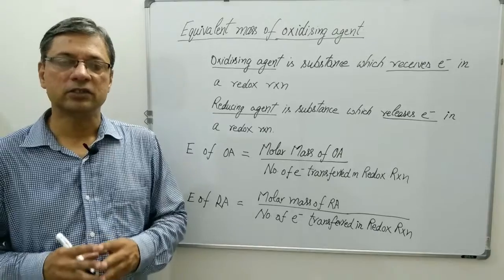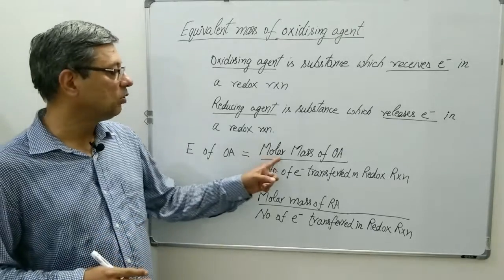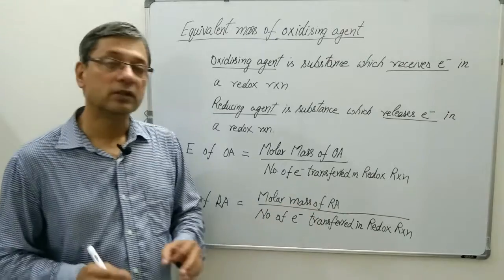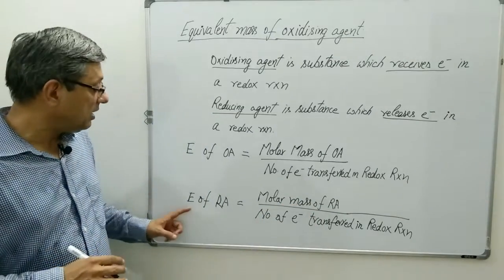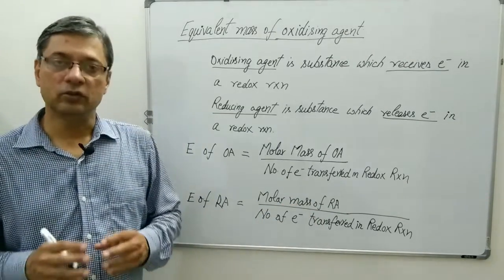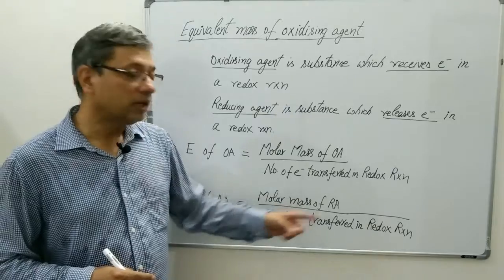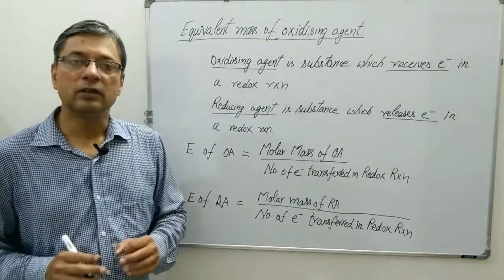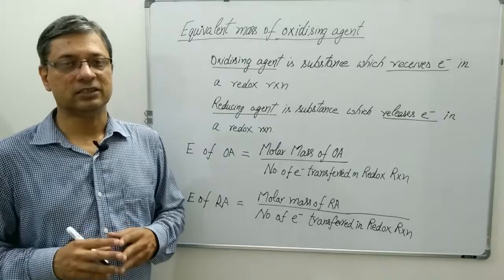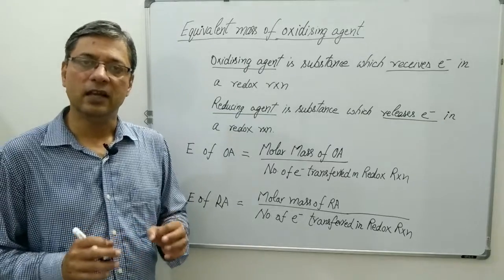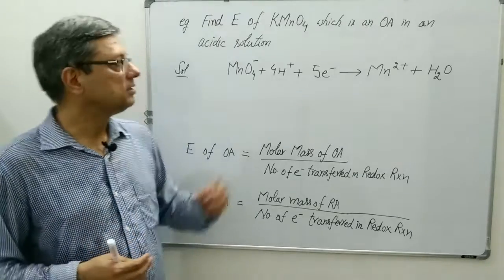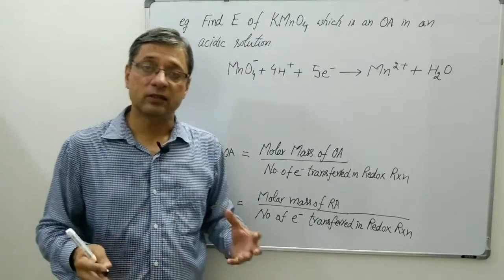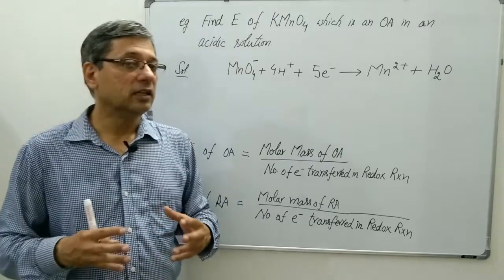Equivalent mass of an oxidizing agent is equal to the molar mass of the oxidizing agent upon the number of electrons transferred in the redox reaction. And equivalent mass of a reducing agent will be equal to the molar mass of the reducing agent upon the number of electrons transferred in the redox reaction. Let us understand with the help of an example. Question is, find the equivalent mass of potassium permanganate which acts as an oxidizing agent in acidic medium.